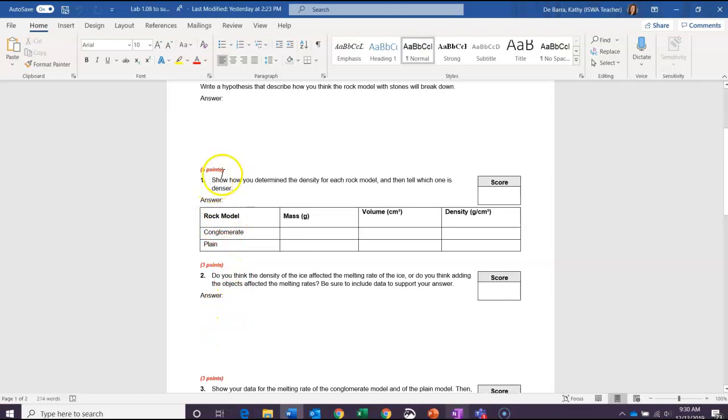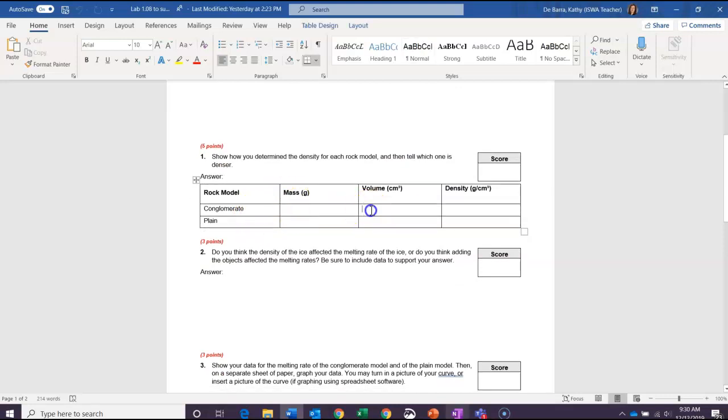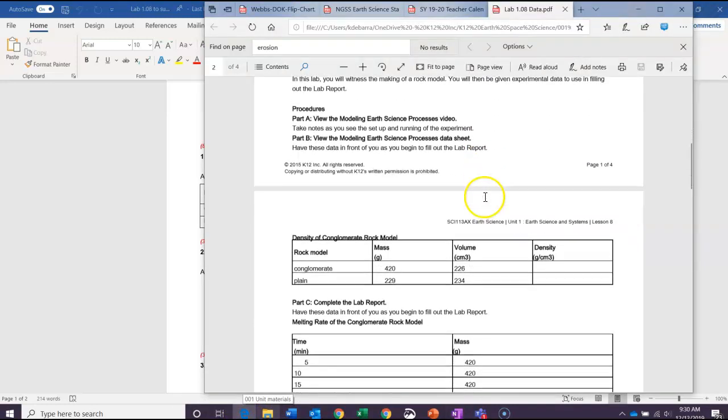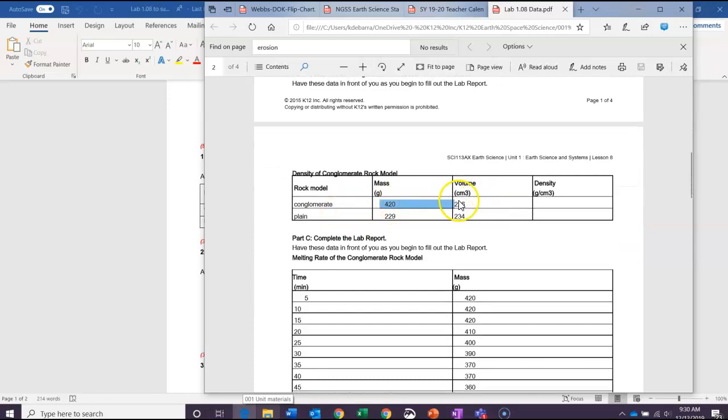Number 1, this is the first graded question. It's worth 5 points. It says, show how you determined the density for each rock model and then tell which one is denser. So here is the mass and volume data. You are given that. So I'm going to open the data document back up. You're given the mass and given the volume for both rock models. You need to calculate density. Notice that density's units are grams per centimeter cubed, and you are already given grams and centimeters cubed. So all you need to do is add in this operation of division. So let's go ahead and enter the data, and then we'll do the calculation.